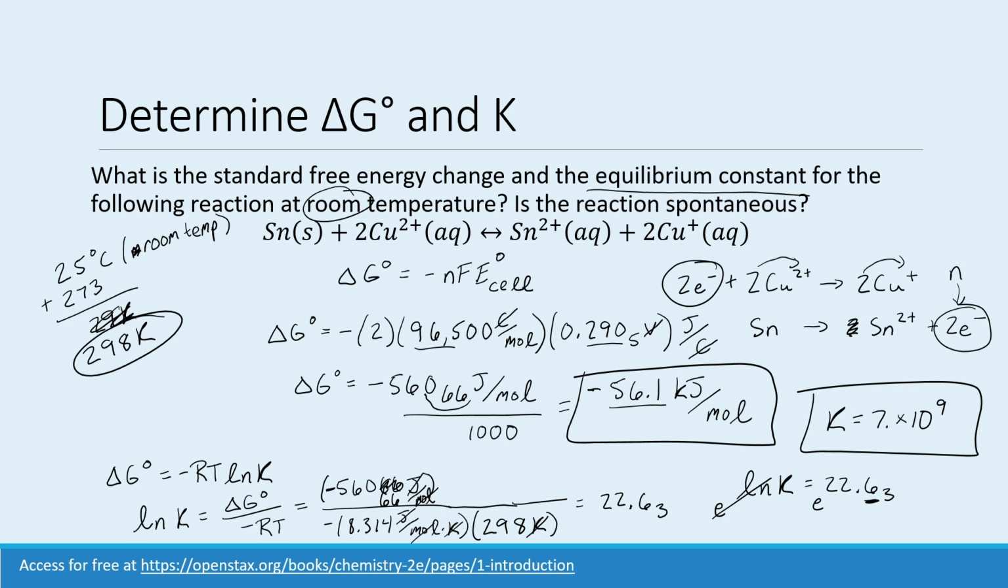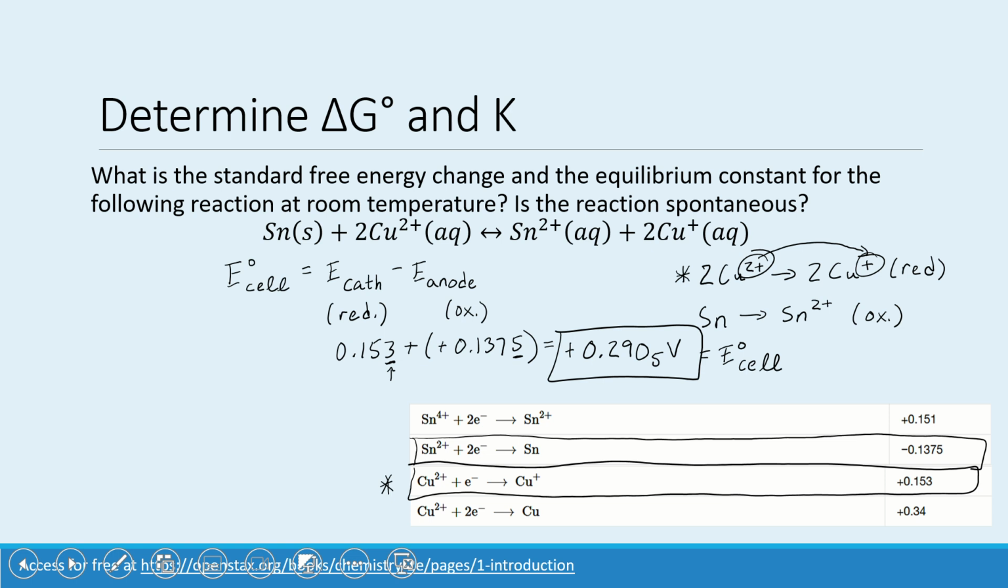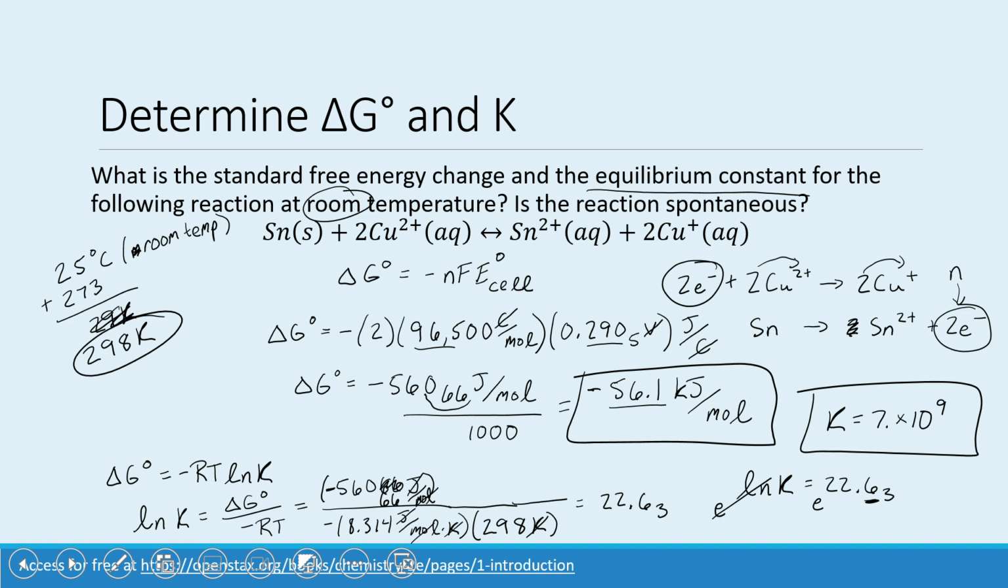Okay, so most of this is plug and chug, except that you do have to know how to take a reaction, separate it out into its 2 half reactions, determine which half reaction is the reduction and which is oxidation, knowing that it has to be the cathode minus the anode, so reduction minus oxidation. So you have to know all of that to calculate the standard cell potential.